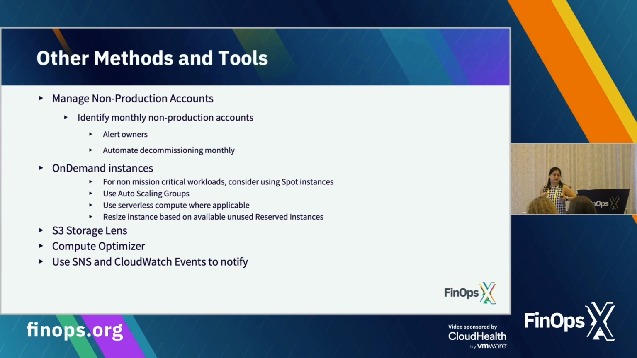For on-demand instances, recommend moving to Spot, or to save even more, moving to serverless, or changing their instance type to reuse any unused reserved capacity. Then there is S3 Storage Lens: incomplete multi-part uploads are very well captured through this tool. We have used it, because when you do a multi-part upload and it is incomplete, you cannot find it from the S3 console.